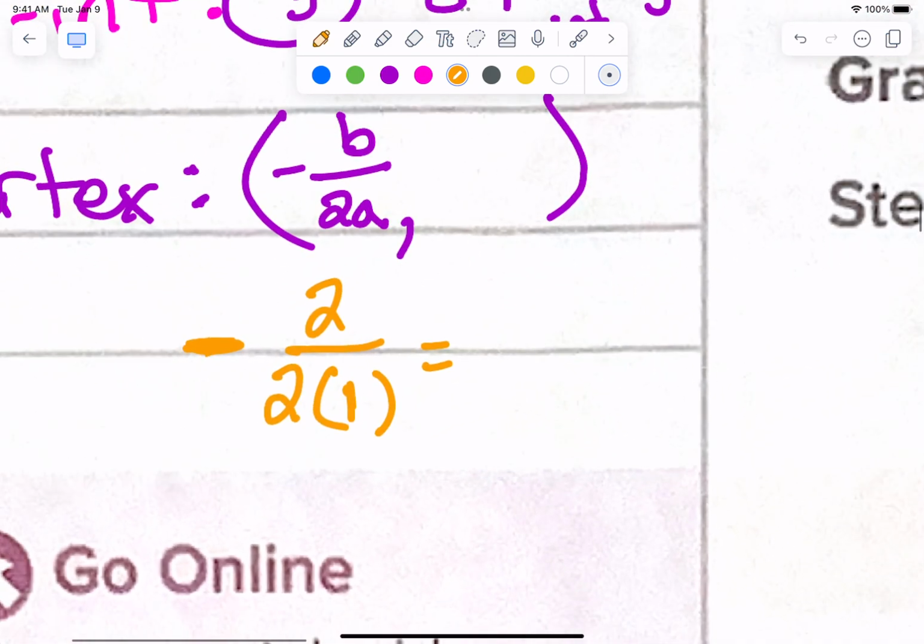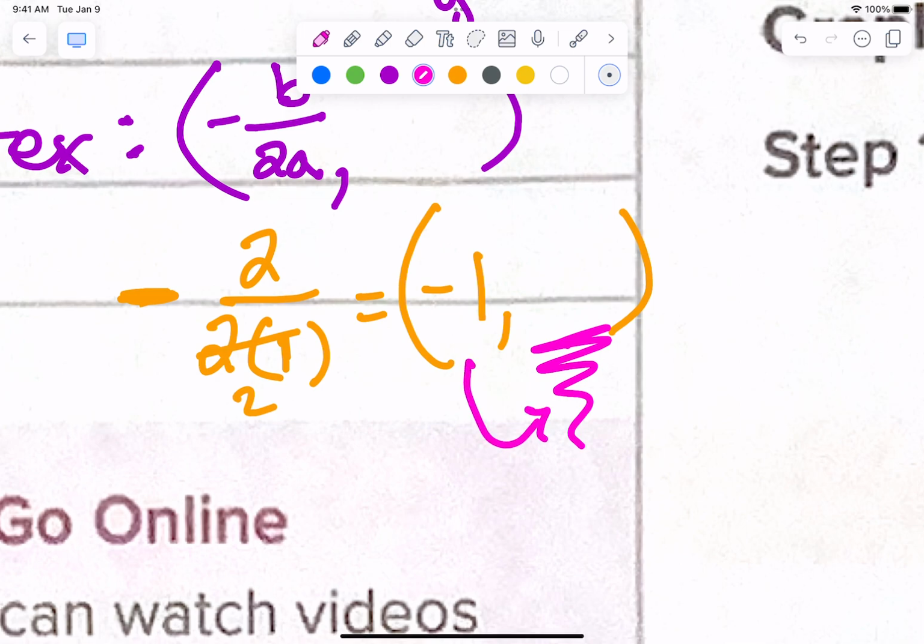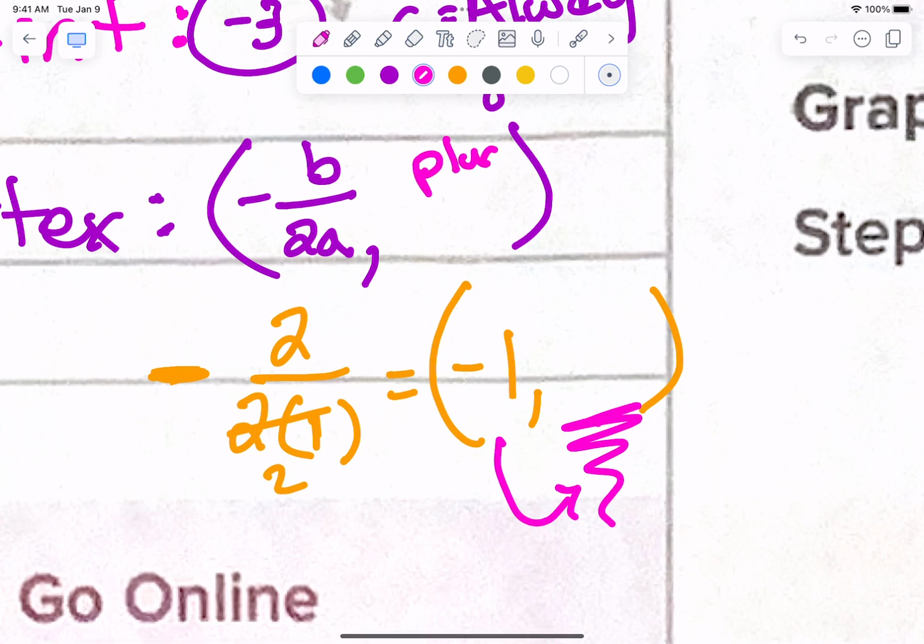Negative b over 2a. 2 times 1 is 2. What's negative 2 divided by 2? Negative 1. Okay, so for my vertex, it's at negative 1 comma something. How do you find this something number? You plug that in for x to solve, right? That's how I find it. So then I'm going to plug in.